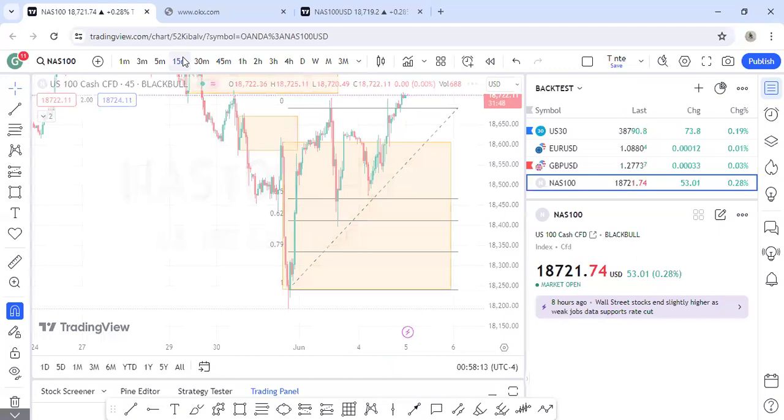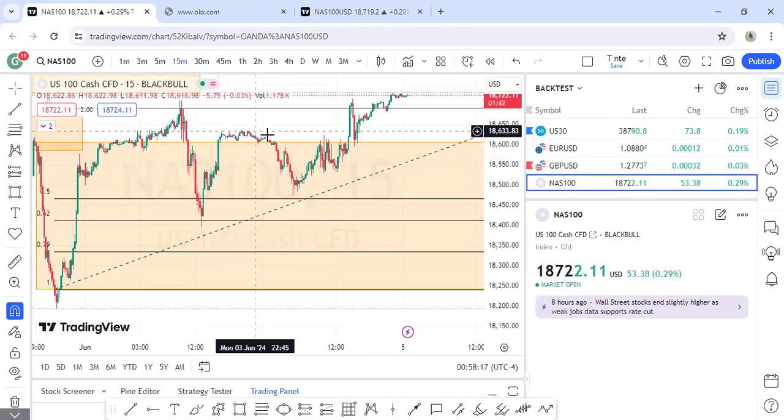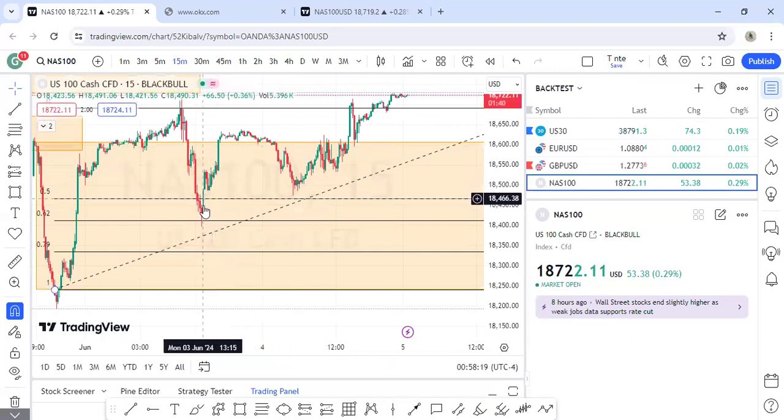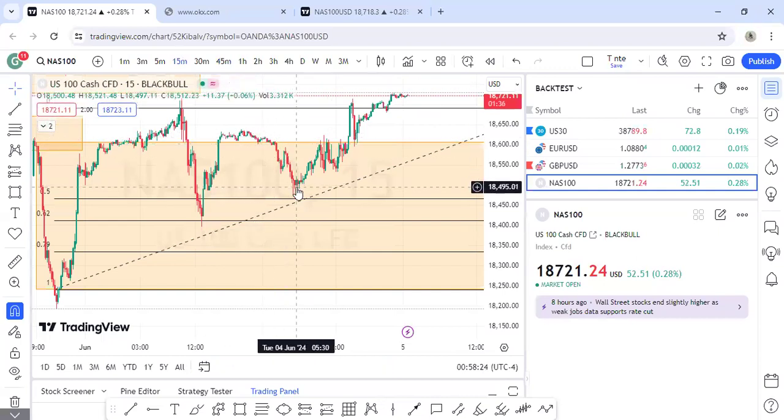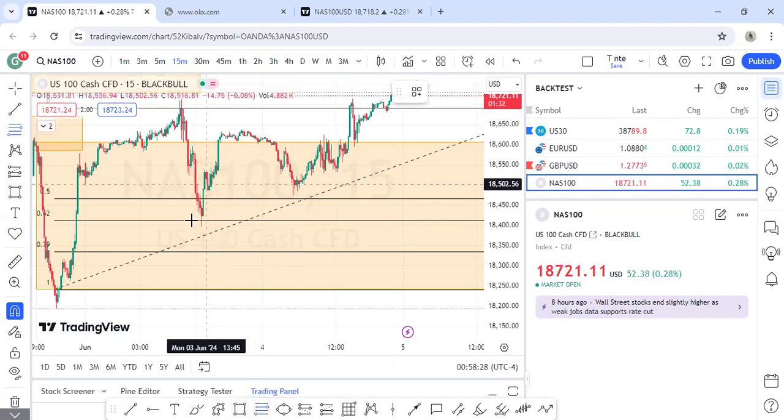Did we get the lower time frame confirmation inside there? Yeah, we did. We saw a bullish break here. The market came back, retested this imbalance here, and that was it. The market took out the swing high here, right? That's a bullish break. It came back and tested this imbalance here.